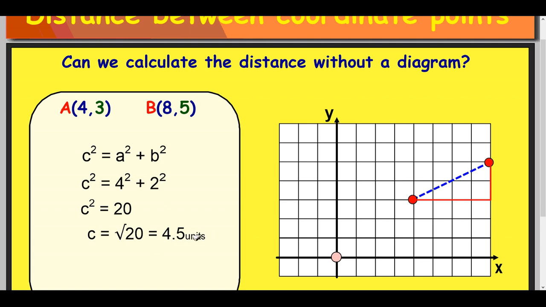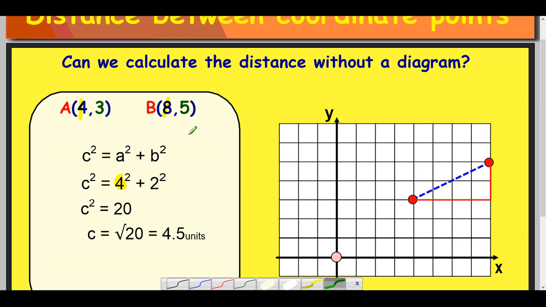I guess the question is, could you do it without the diagram? Because the diagram takes quite a while to draw, and it's a bit annoying to draw that every single time. Now what you could do to get this number here, the length of the triangle side, is look at these two coordinates and subtract them. You do 8 take away 4, and that's going to give you the 4 there.